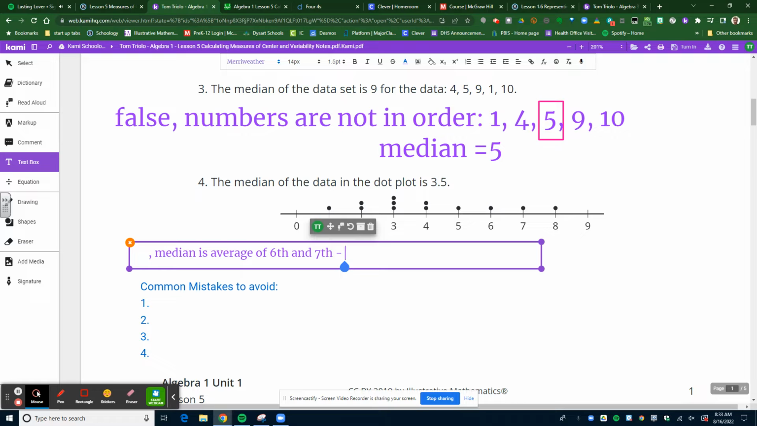So the median of this is the middle, 6 and 7. So then ready? Finger count. 1, 2, 3, 4, 5, 6, 7. So my 6th number is 3. And my 7th number is 4. Okay, what's halfway between 3 and 4? 3.5, so this one is true.